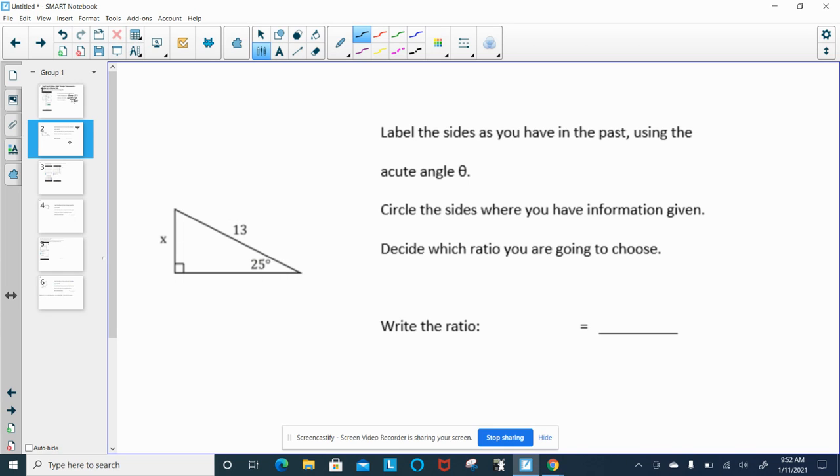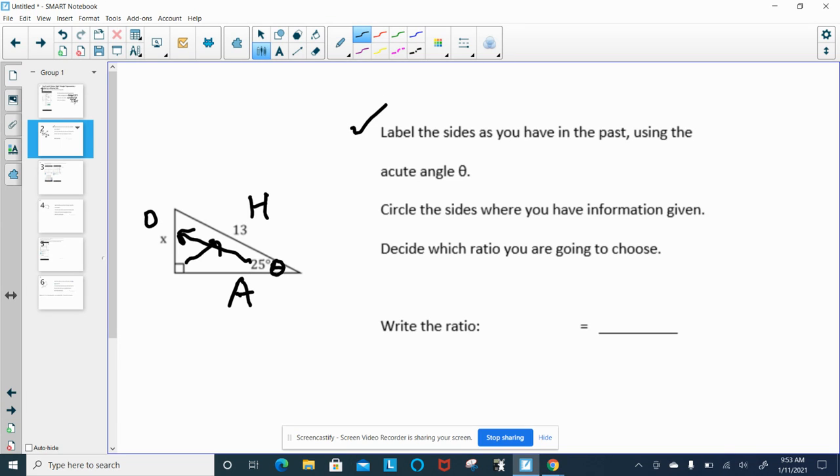Now, here's how we label. Just the way we have been, our hypotenuse. Now, where's our theta? This angle is our theta. So opposite from theta is O. And next to theta is A. So we did that part.